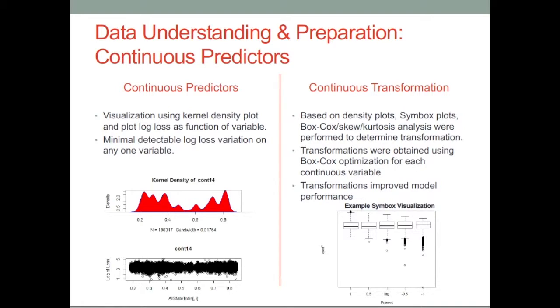We decided that since we're looking at a prediction as opposed to a descriptive model, transformation was very important for our future modeling approaches. So we transformed based on the Box-Cox optimization for each continuous variable. We found that the transformations improved our model performance.